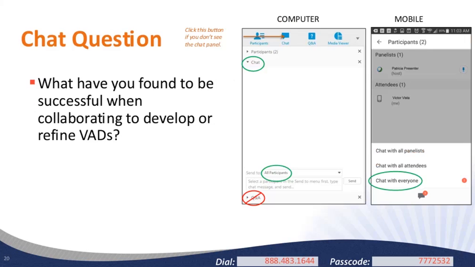So what you'll do is you might need to open the chat panel by clicking on the icon in the upper right that says chat. And then you'll choose to send to all participants, or if you're on a phone, to everyone. And then just go ahead and enter your ideas in the chat panel. What have you found to be successful when collaborating to develop or refine VADs?